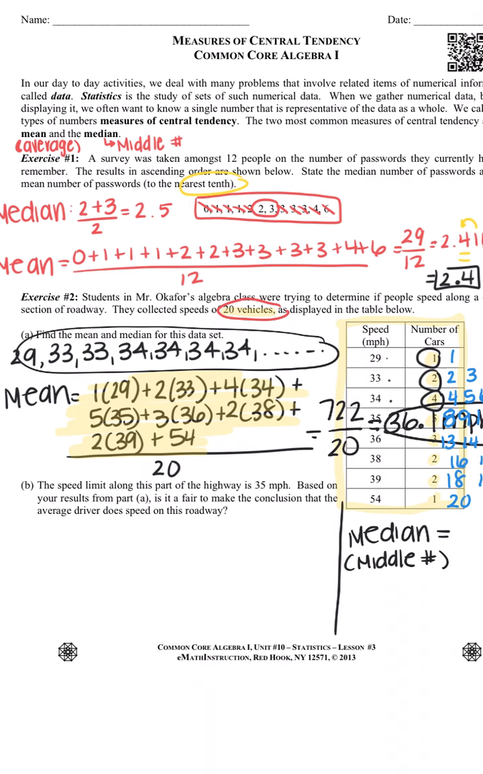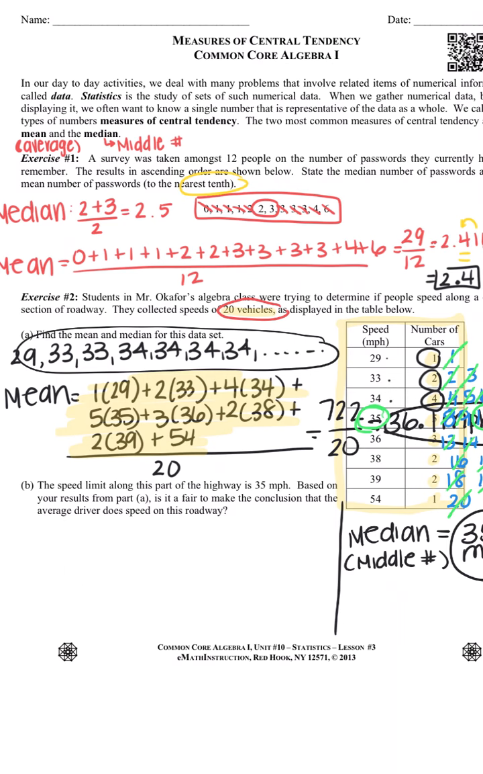So then you could either think about it and think, well, the middle of 20 is going to be between 10 and 11. Or you could do the cross out thing if that makes you feel better. You could cross until you got to the middle, and you would be left with 10 and 11. Well, car 10 and 11 are at 35. So even if we did 35 plus 35 divided by 2, you would still get 35. So the median is that they were driving 35 miles per hour.